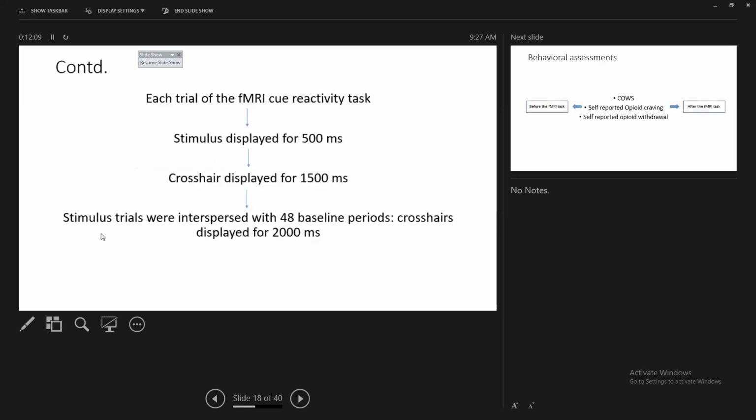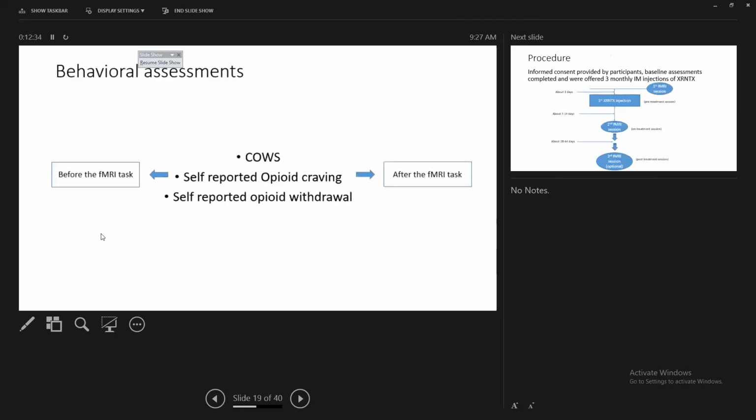Now, in each fMRI cue reactivity trial, the stimulus was displayed for 500 milliseconds, and then a crosshair was displayed for 1500 milliseconds. The crosshair is that gun target that we see on the screen in games and all. That's the crosshair, basically a stop. Stimulus trials were interspersed with 48 baseline periods, totaling 2000 milliseconds.